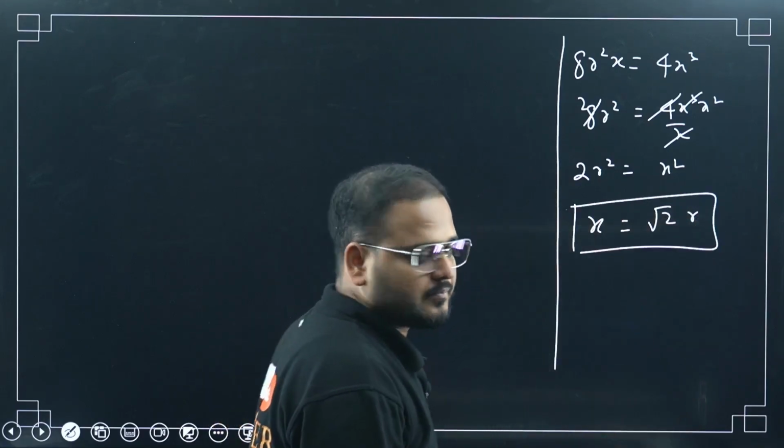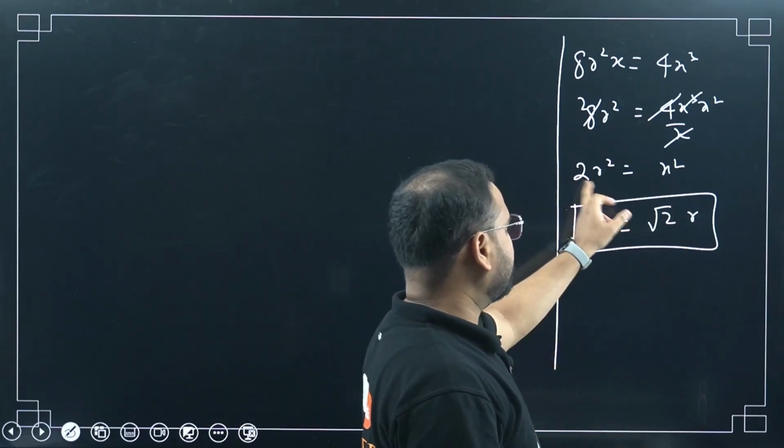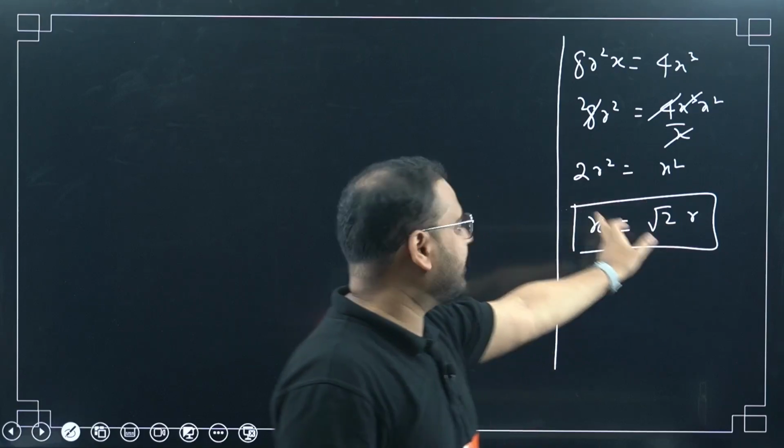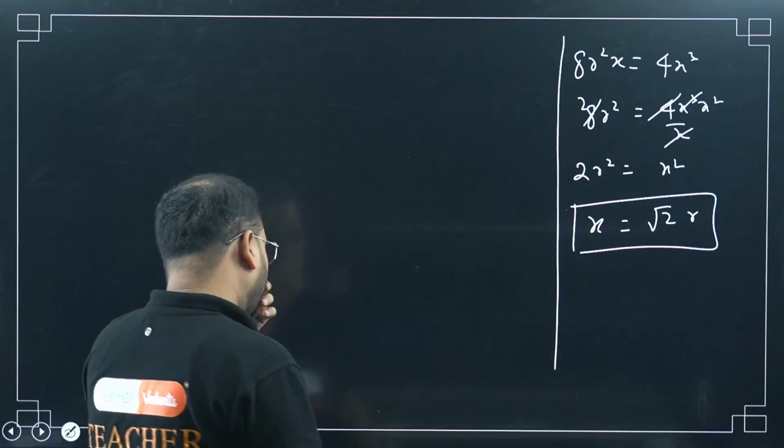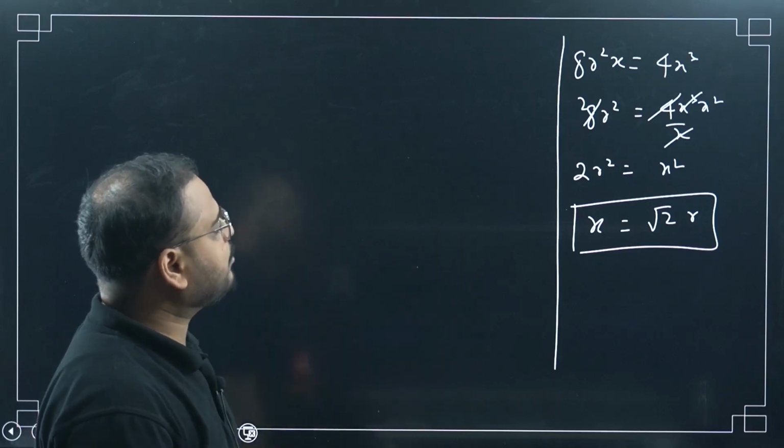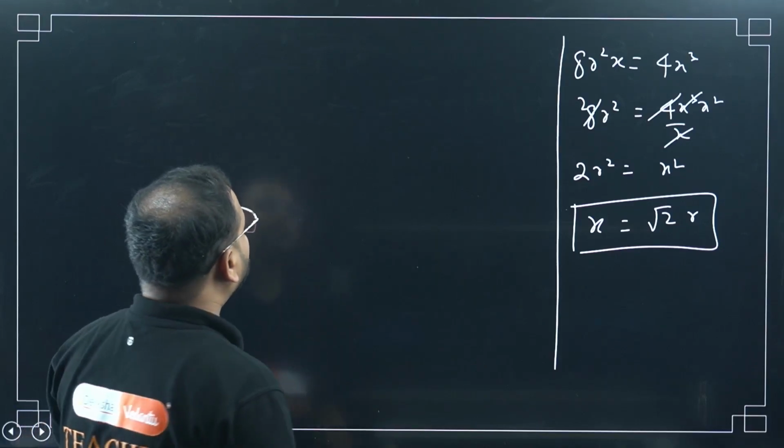Yes or no? Please check. x equals root 2r, because r square will come as r, and root 2 will be like this. Now my critical point is only one, x equals root 2r. I have to maximize it. What am I going to do?